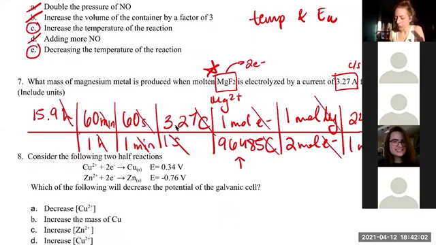Keeping in mind the essential knowledge that this amperage is giving us coulombs per second. And what else? We have our molar mass. Our Faraday's constant tells us coulombs per mole of electron. So when you multiply everything on top, divide by everything on the bottom, you should get 23.57 grams. Okay, any questions on this one?